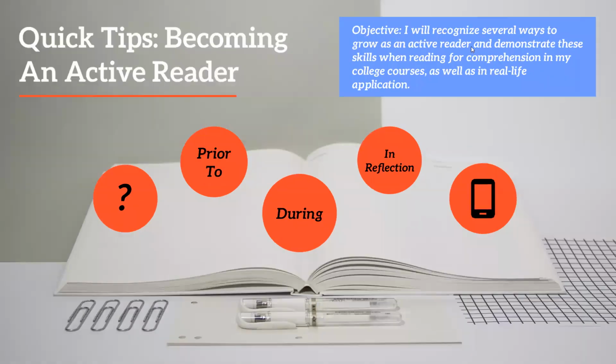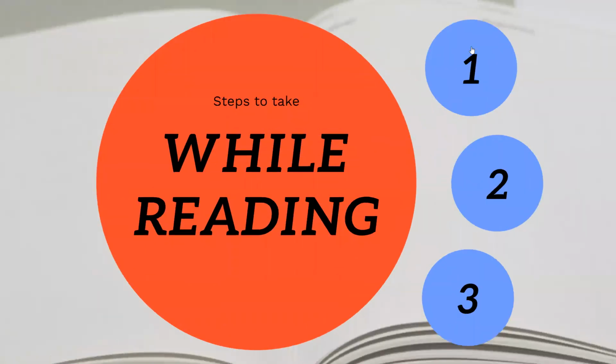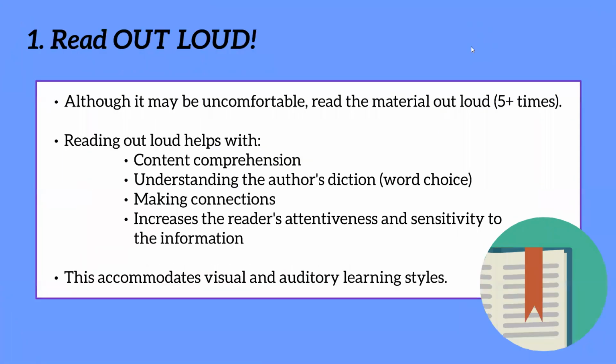The next bit of information we're going to go over are some strategies and steps to take while reading to ensure that we are being active readers. The first thing I want to point out here is the importance of reading out loud. Although it might be uncomfortable, read the material out loud 5 times or more. This really helps, again, with understanding what we're reading in its entirety, understanding the author's diction, why they're choosing the words that they are to back up their main points and to support their writing.